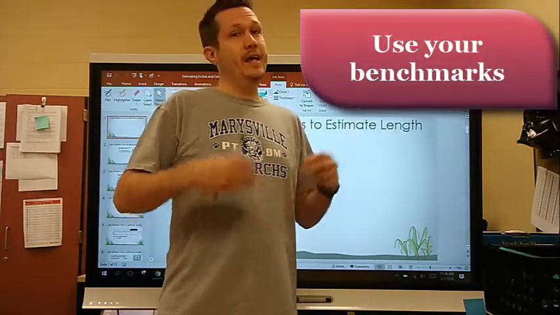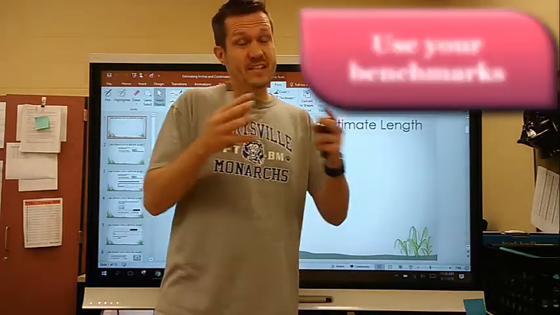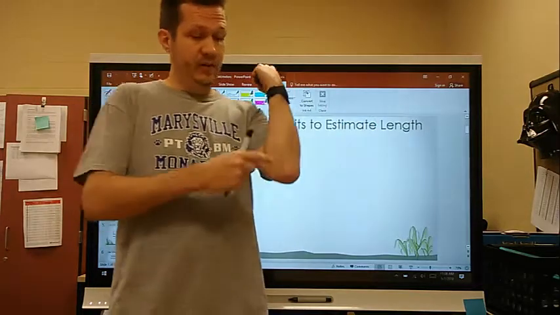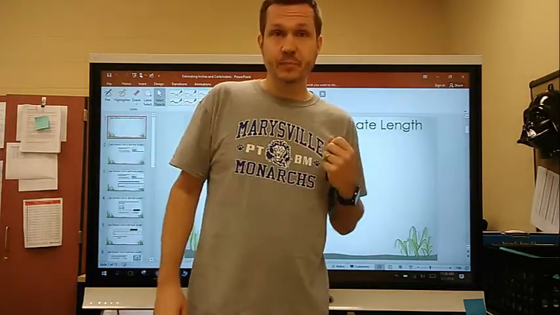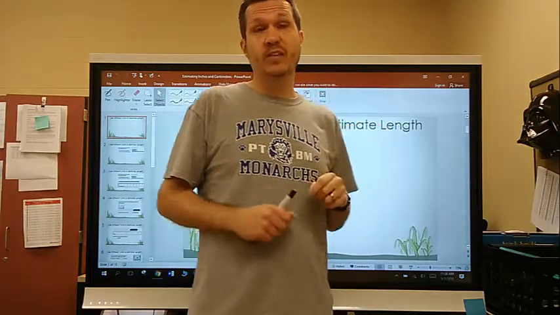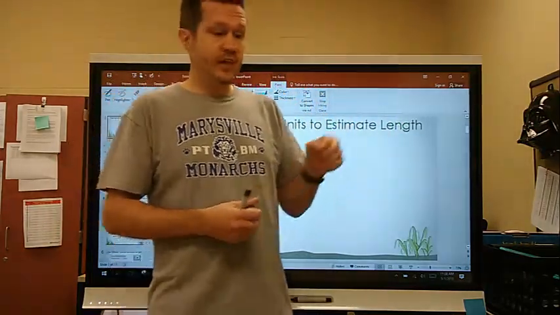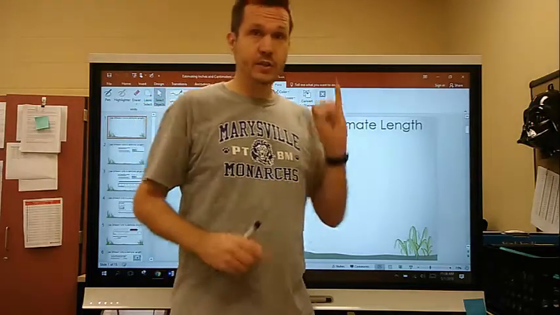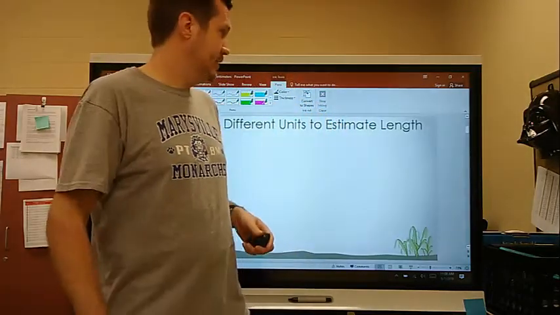We know that the width of our door is about the length of a meter stick or a yardstick. We know that from our elbow to our wrist is the length of a foot, which is about 12 inches, which is almost the whole length of a ruler. We know that an inch is from the bent part of our thumb. That's about an inch. We know that a centimeter is about the width of our pinky. So we're going to use some of those benchmarks to figure out some of these.